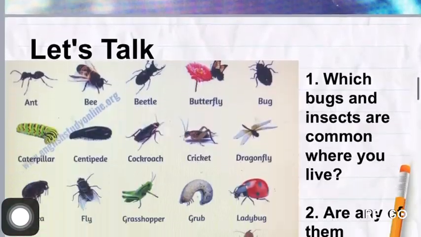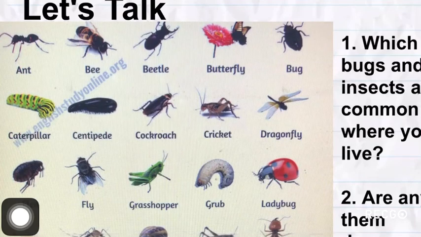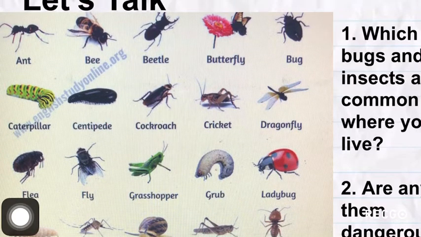Well, now starting with one more thing. In the book we have got 2 questions. Let's talk about them. The first question is, wherever you live, which bugs and insects are common where you live? There are different pictures and the names of the insects and bugs given here: ants, bee, beetle, butterfly, bugs, caterpillar, centipede, cockroach, cricket, dragonfly, and many others. So you need to think what bugs and insects do you find at your place of living.